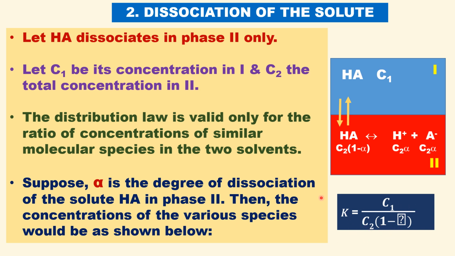If we know C1, C2 and K is a constant, then we can calculate the degree of dissociation, or if we know alpha, C1 and C2, then we can calculate the Nernst distribution coefficient.